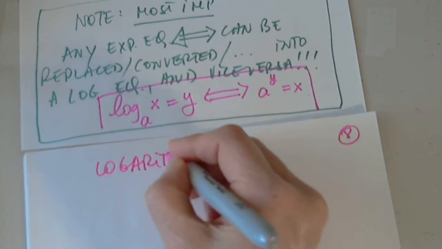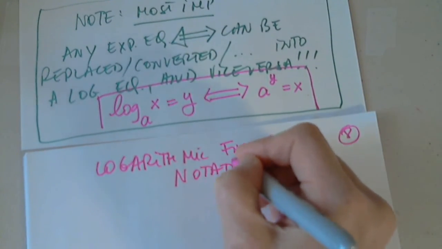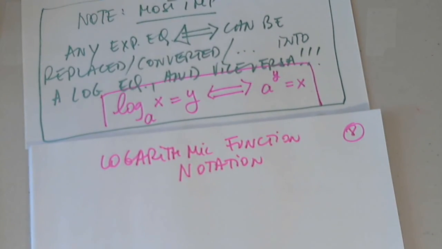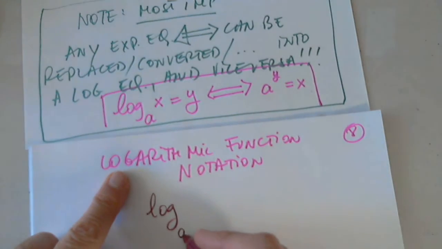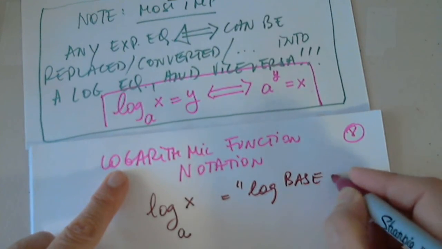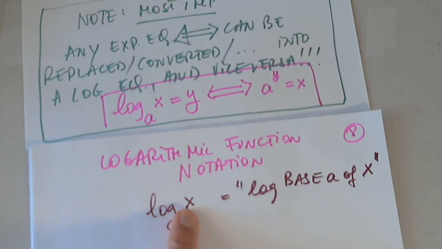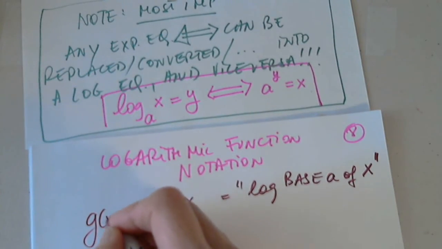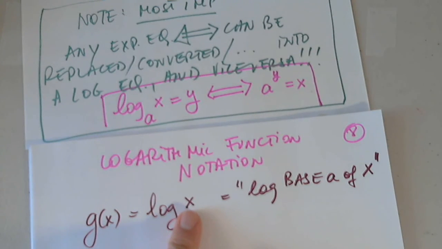Logarithmic function notation. The function notation is this. Log base A of x. So we read this: log base A of x, log in base A applied to x. So this is a function. Let's call it g of x. What does it mean? It's the log in a particular base of x.